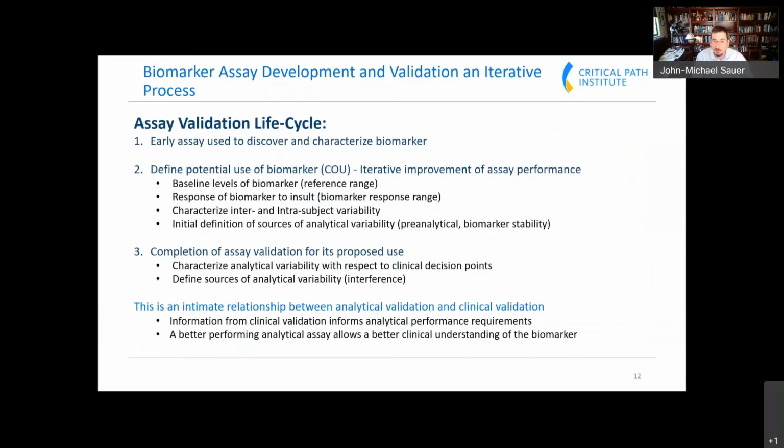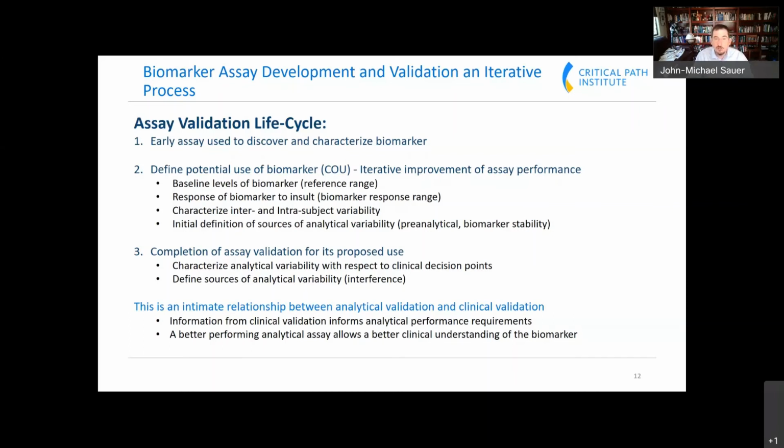We also have a pretty granular approach to how we're looking at assay validation, and indeed, it has a life cycle, right? What we find is that very early on, when we're characterizing the biomarker, the assay performance is pretty poor, right? Because we really don't know what type of performance characteristics we're shooting towards. But as we work through the clinical validation of the biomarker, we begin to understand different attributes of the biomarker, its baseline levels, how it responds to a toxic insult, inter and intra-subject variability.